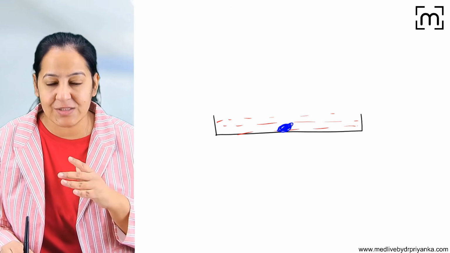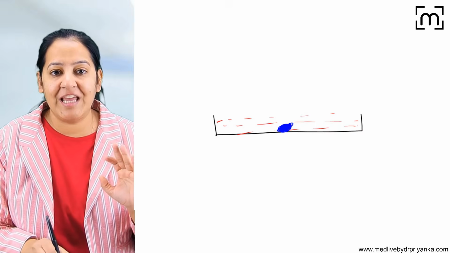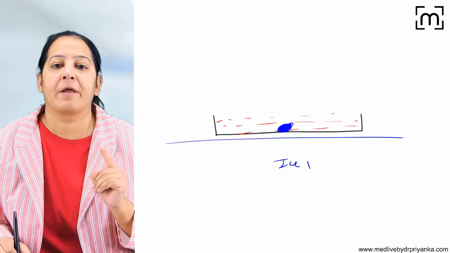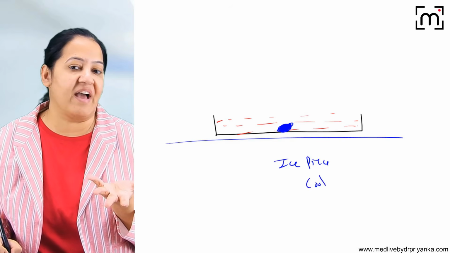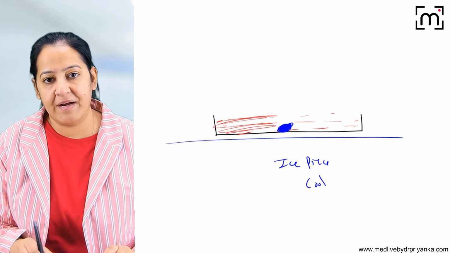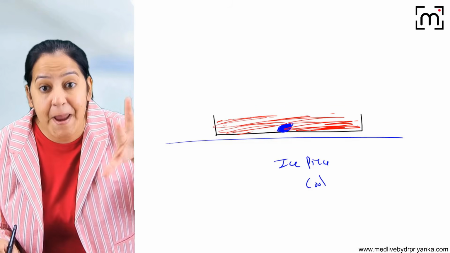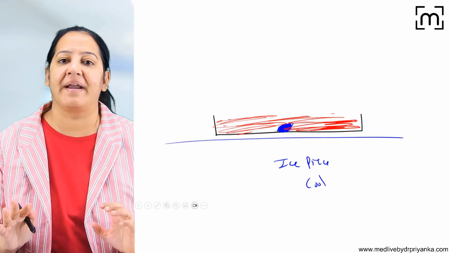As soon as I put my tissue in the molten wax, I will keep the wax on the ice piece so that it can solidify. I'm cooling the wax so that it can solidify. So it will be completely solidified and the tissue gets embedded in that. So I got a cutting medium. So this is known as embedding. I hope you got it.